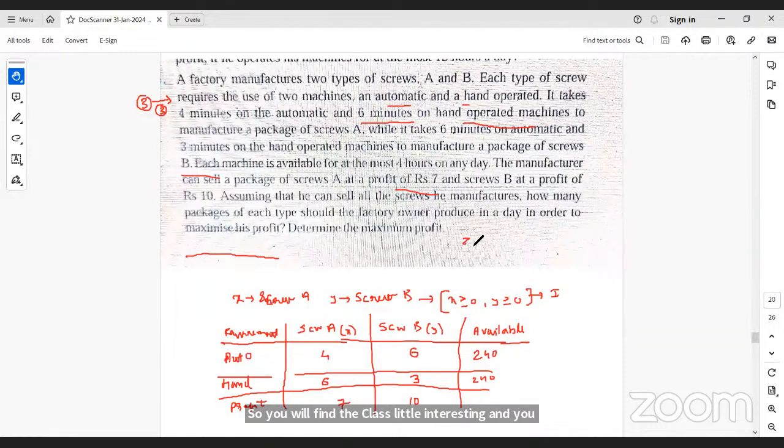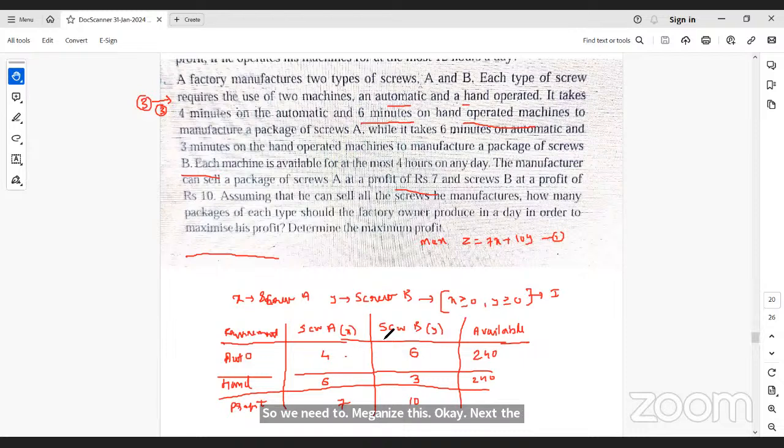Okay, so z is equal to, see, the objective function is a profit function, so it will be 7x plus what? 10y. So this will be the first equation, and we need to find out the maximum value, so we need to maximize this. Okay, next, the first constraint.